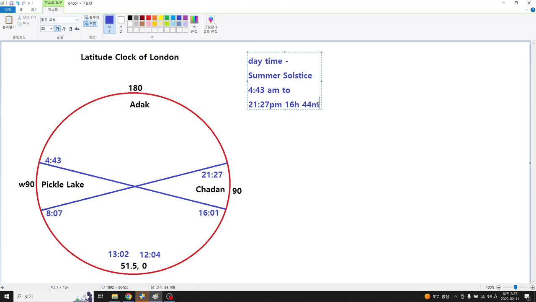How about the winter solstice? 8:07 a.m. to 16:01 p.m. It means about 7 hours 54 minutes.